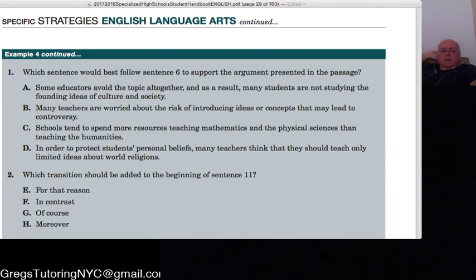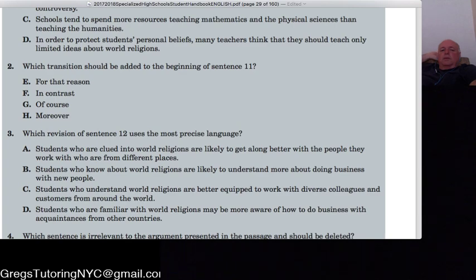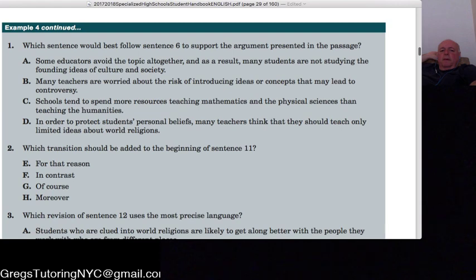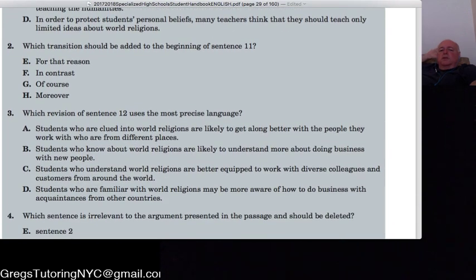Where are my test questions? Okay, which revision of sentence 12? Where's 12? 12 is here. Which revision of sentence 12 uses the most precise language? Precise language is actually a technical term. Yes, it's also a common English phrase. And Leo, if you're still out there, I believe you asked me in another stream what precise meant. What they're trying to look for here is words that say what was written better. That's a weak definition, but which words say it more exactly without changing the meaning?